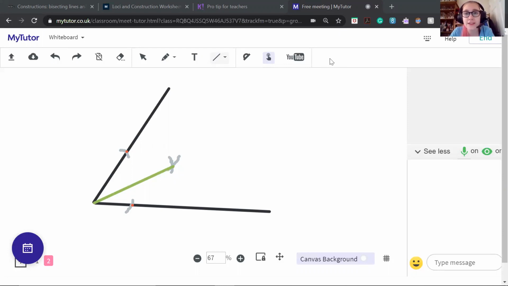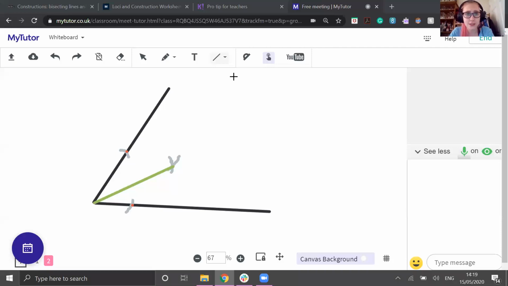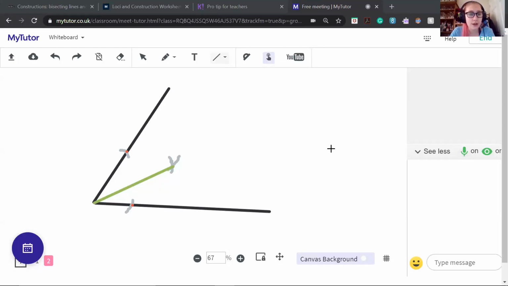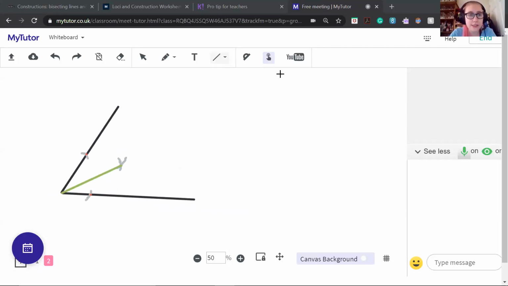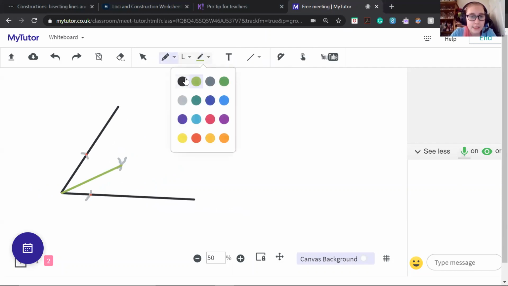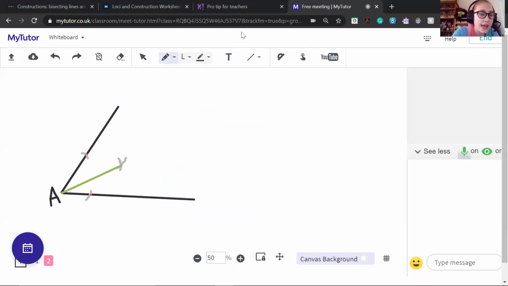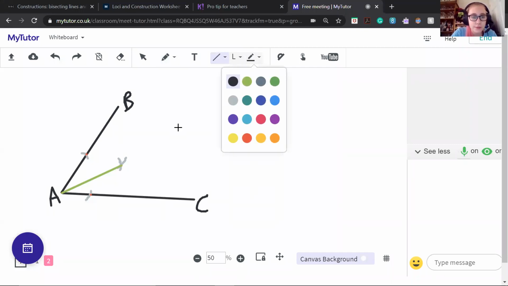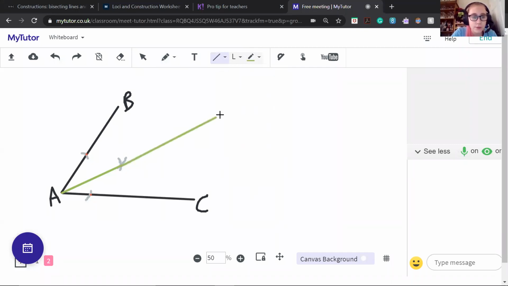Someone's asked me to re-explain this one. Sure, that's fine, because I know that this one can be really quite difficult. First of all, I'm just going to explain why we might use this one. So I'm just going to label our points here. We're going to call this point at the angle A, and we'll call this B and this C. I'm just going to extend this line a bit further to show you something, out to here for now.